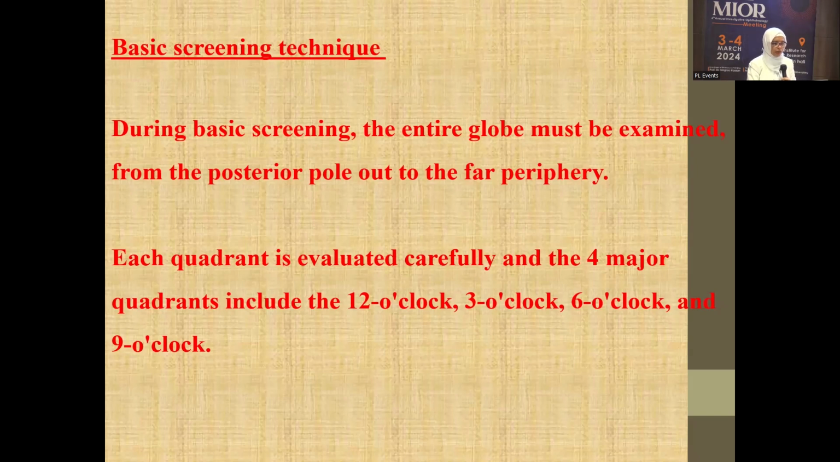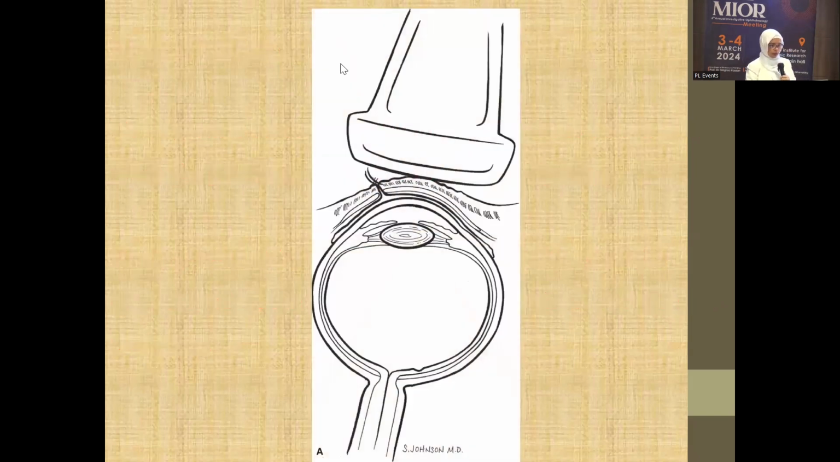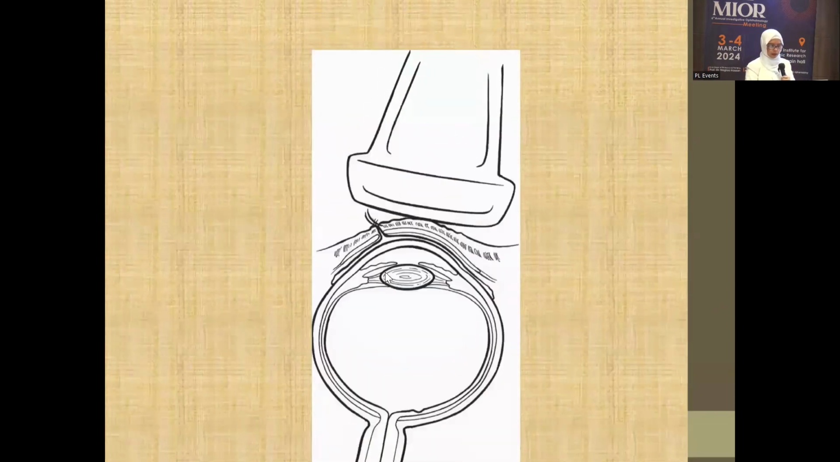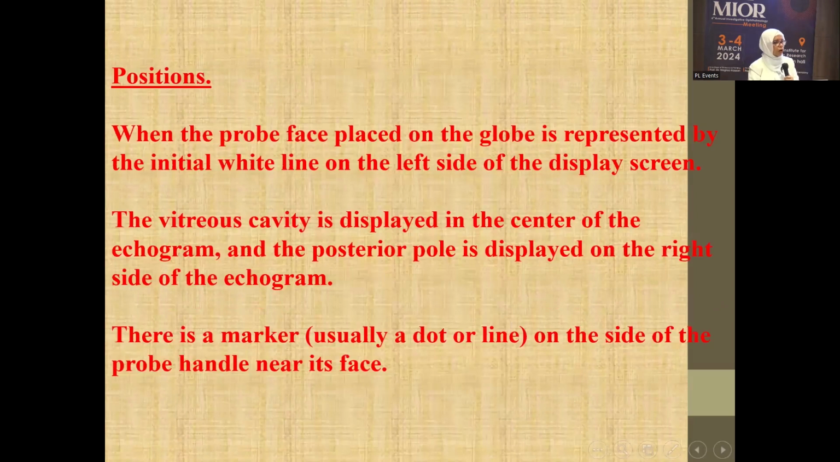During basic screening, the entire globe must be examined from the posterior pole out to the far periphery. So each quadrant is evaluated carefully. I have 4 quadrants to evaluate or screen through the globe: superior quadrant, inferior quadrant, nasal quadrant, and temporal quadrant. Here you can see the probe and the globe, and there are also positions.